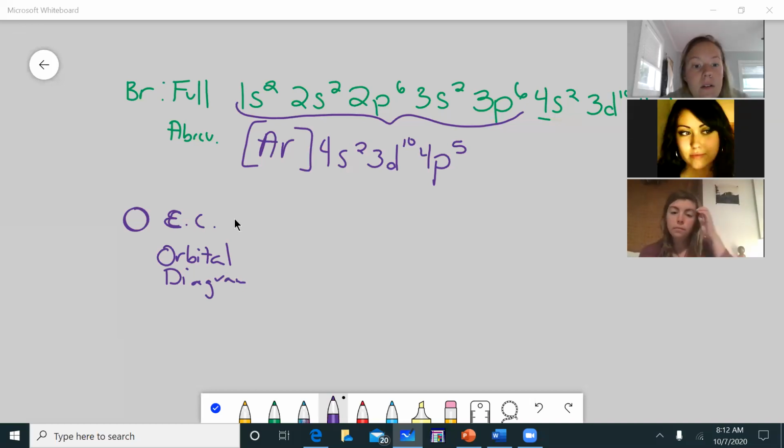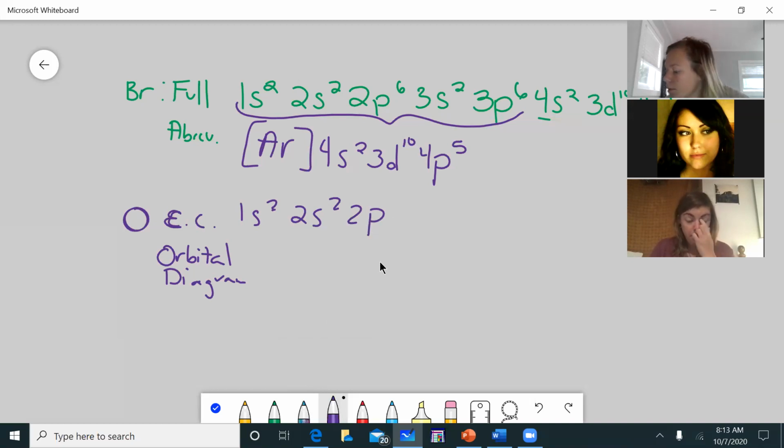Okay, so for oxygen, the electron configuration is 1s2, 2s2, 2p4. Now, when we're doing the orbital diagram, that's where we do the boxes. So the S is a set of 1 box, the P's are a set of 3 boxes, the D's are a set of 5 boxes.